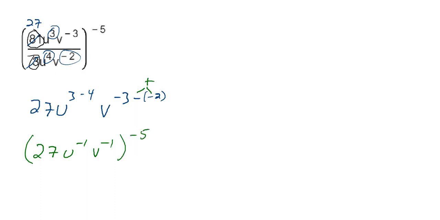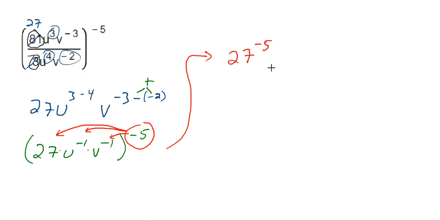And now that I've simplified it, it's very similar to the problem that we just looked at. Right? Didn't start off that way, but now that I've simplified it, it really is a repeat of the problem that we just did. Now we're going to take this exponent of negative 5. We're going to distribute it to each thing inside the parentheses, each factor, because they're all being multiplied. So I'll continue up here. We'll get 27 to the negative fifth power. We'll get u to the negative first power raised to the negative fifth power. And we'll have v to the negative first power raised to the negative fifth power.